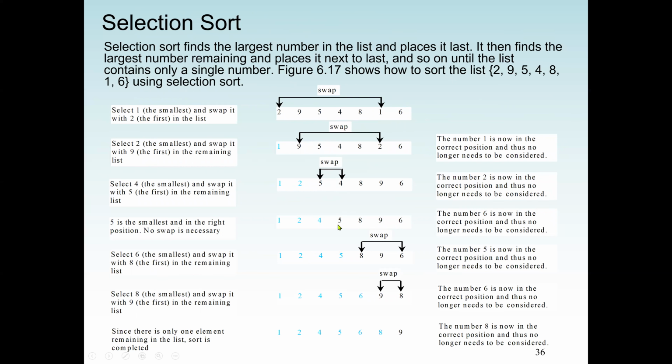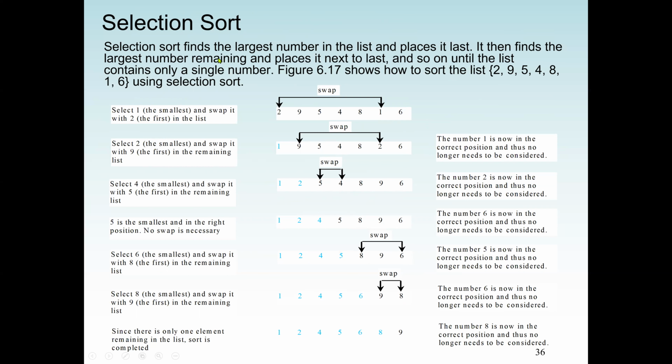Then on the right side, we also have to go through. Now the rest is 8, 9, 6. 6 is the lowest, we swap with 8. Now we have 9, 8. 8 is the lowest, so we swap with 9. So at the end, we have it sorted.